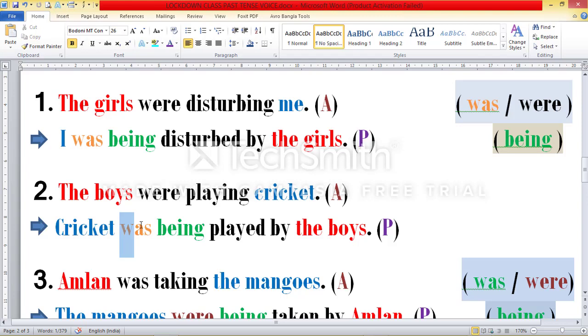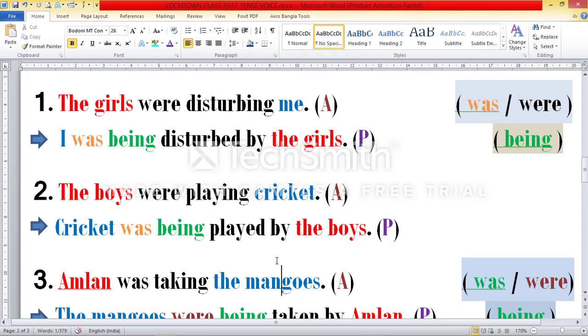That's why was has come. As the sentence is of past continuous tense, so apart from was or were, being also will come. Being also will come here after was or were. So after was, we have written being here. Then we have to write the third form, that is the past participle form of the verb play. The third form of the verb play is played.